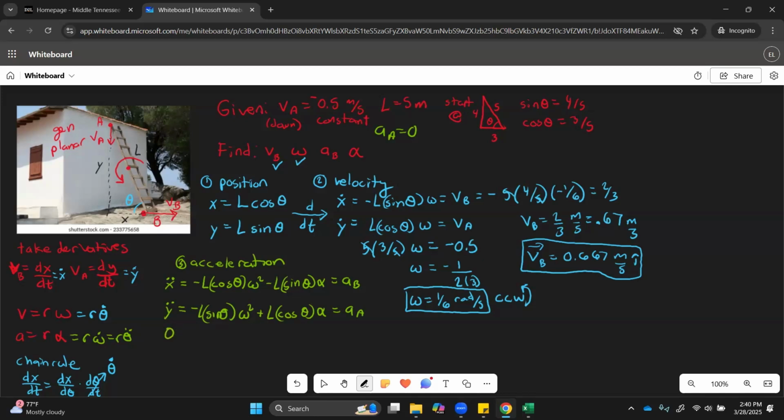So here we've got 0 equals negative L, which is 5, times the sine theta, which we got before was 4/5, times omega squared, which omega, we're going to still use the negative 1/6 because this is direction specific, but it gets squared anyway, and so it doesn't really matter. And then plus the 5 times the cosine theta, which is 3/5, times alpha. So now we've got all numbers for everything. We just need to isolate alpha. So go ahead and solve out and see what you get for alpha.